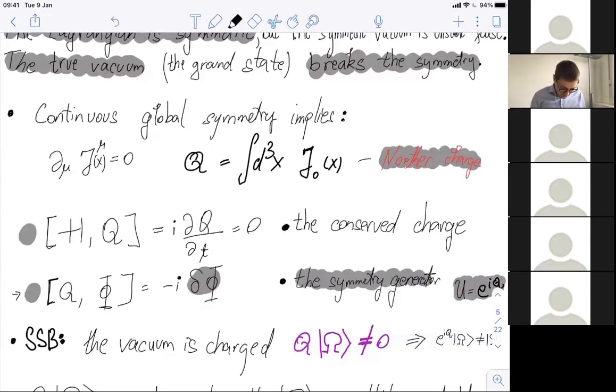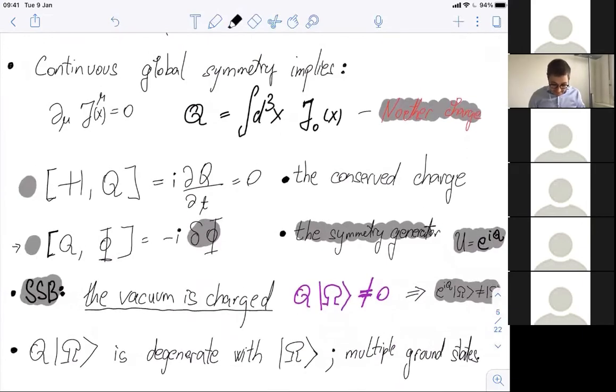So the mathematical formulation of spontaneous symmetry breaking means that the vacuum is charged. Meaning if you act with the generator of the symmetry, which is the conserved charge, on the vacuum, you don't get zero. Meaning if you exponentiate this, so if you do a group transformation on the vacuum, it does not stay invariant. It changes. It would be a symmetric vacuum if it stayed the same under the group transformation. Okay. So in fact, there are multiple possible ground states. Whenever you act with the generator on the vacuum, you get another.